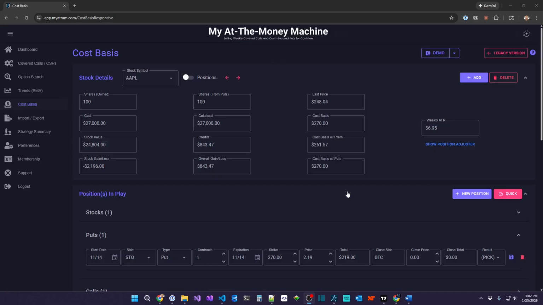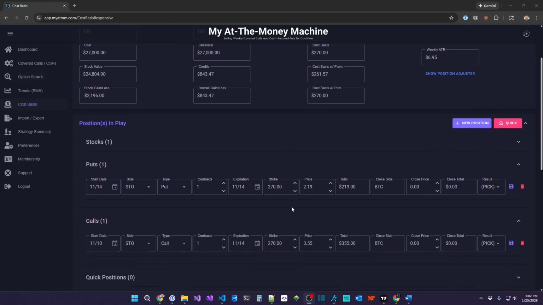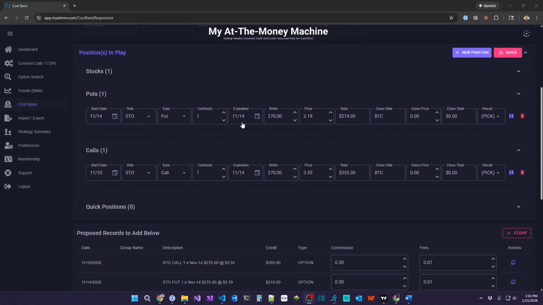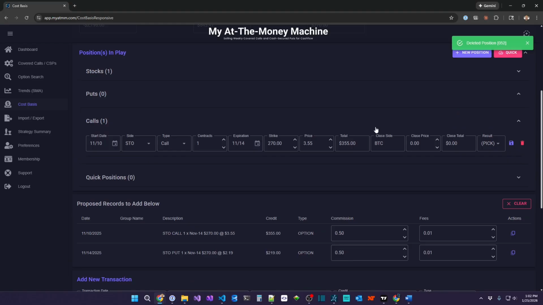All right. Here we are on the web application, myatmm.com. We're setting on the cost basis page, have Apple currently pulled up. So what happened? Well, our cash secured put expired worthless. So we can actually just delete that guy from the positions in play. We just get to pocket that money. That's always nice.